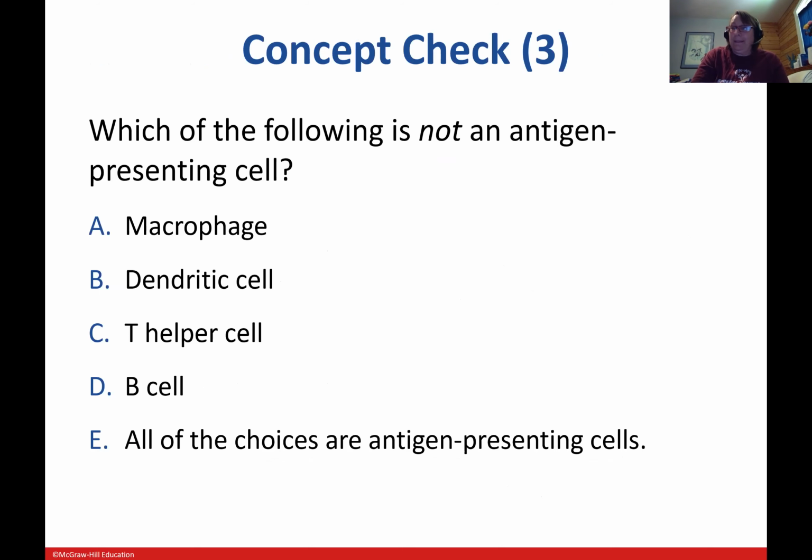And the answer is C, the T helper cell, which is the recipient of the antigen presentation. But the other 3 types are able to present antigens for that handshake to occur.